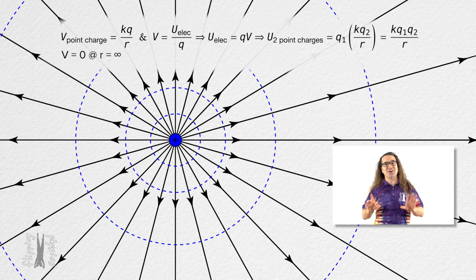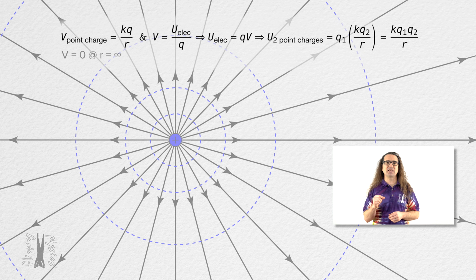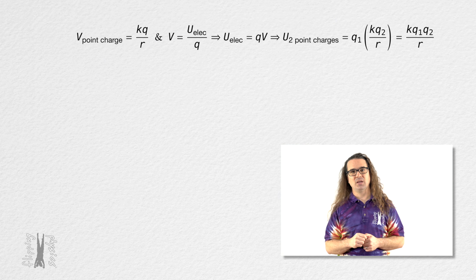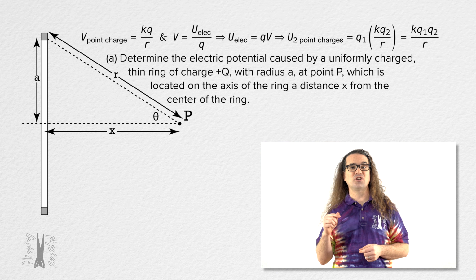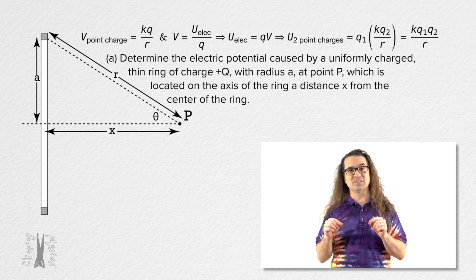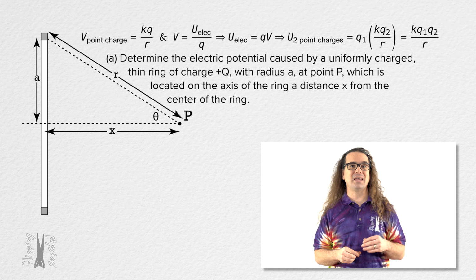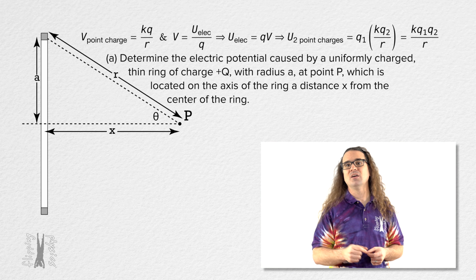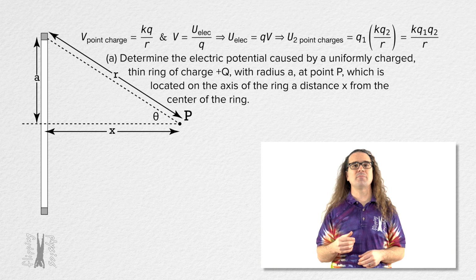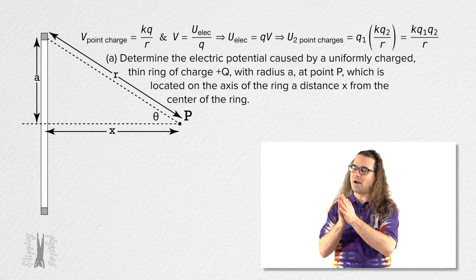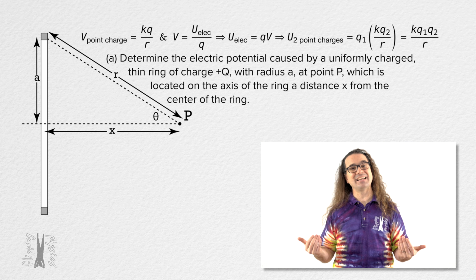Now, in order to understand how useful it is that electric potential is a scalar and not a vector, let's revisit an example from a previous lesson. Let's determine the electric potential caused by a uniformly charged thin ring of charge positive q with radius lowercase a at point P, which is located on the axis of the ring, a distance lowercase x from the center of the ring. Bobby, please determine that electric potential.